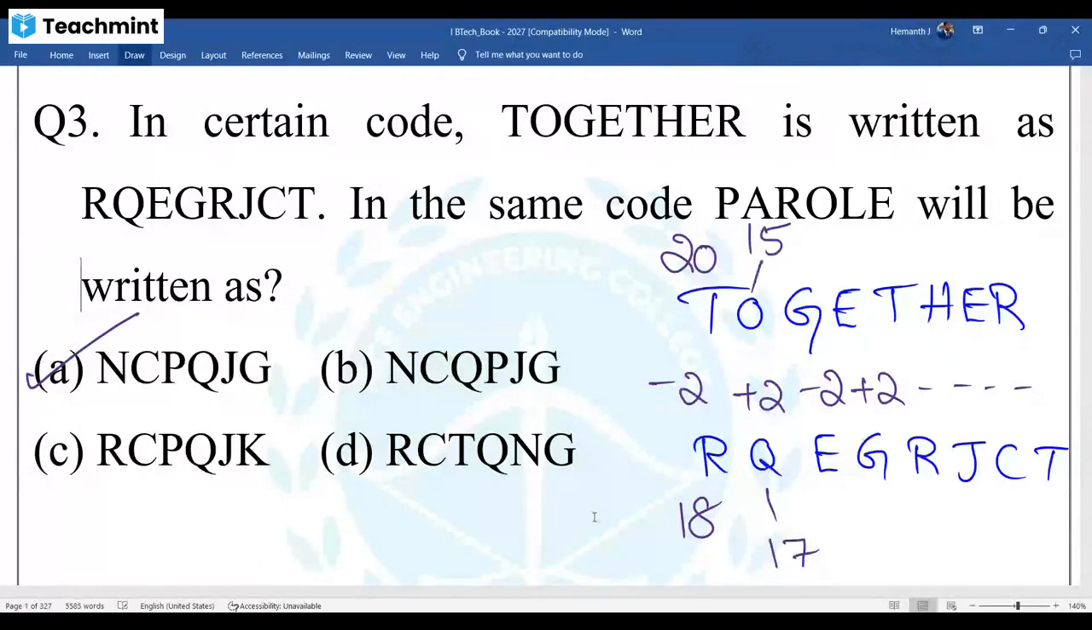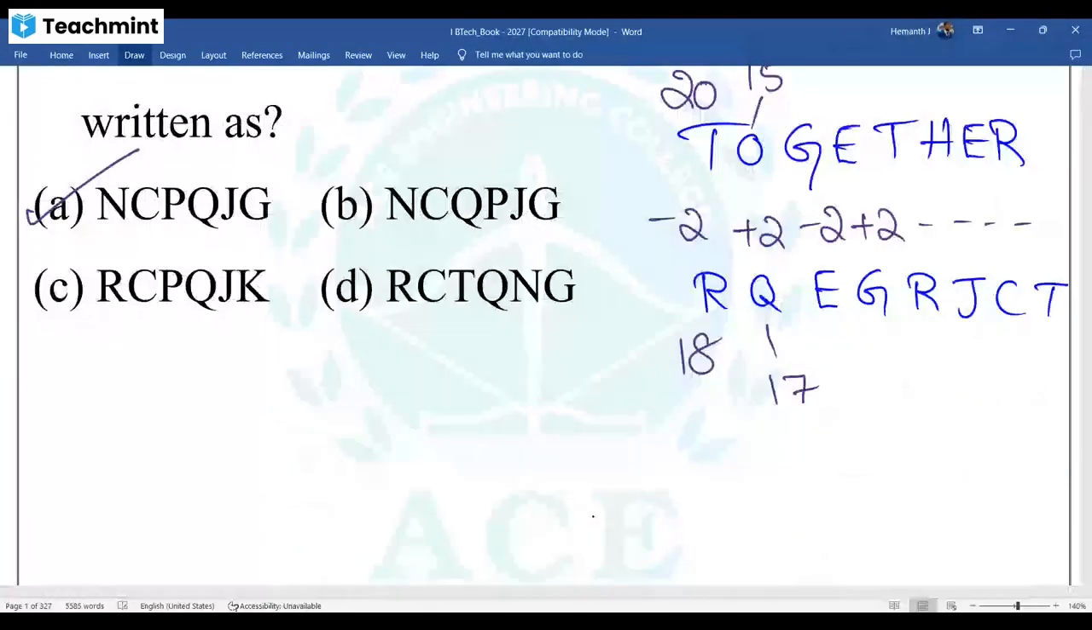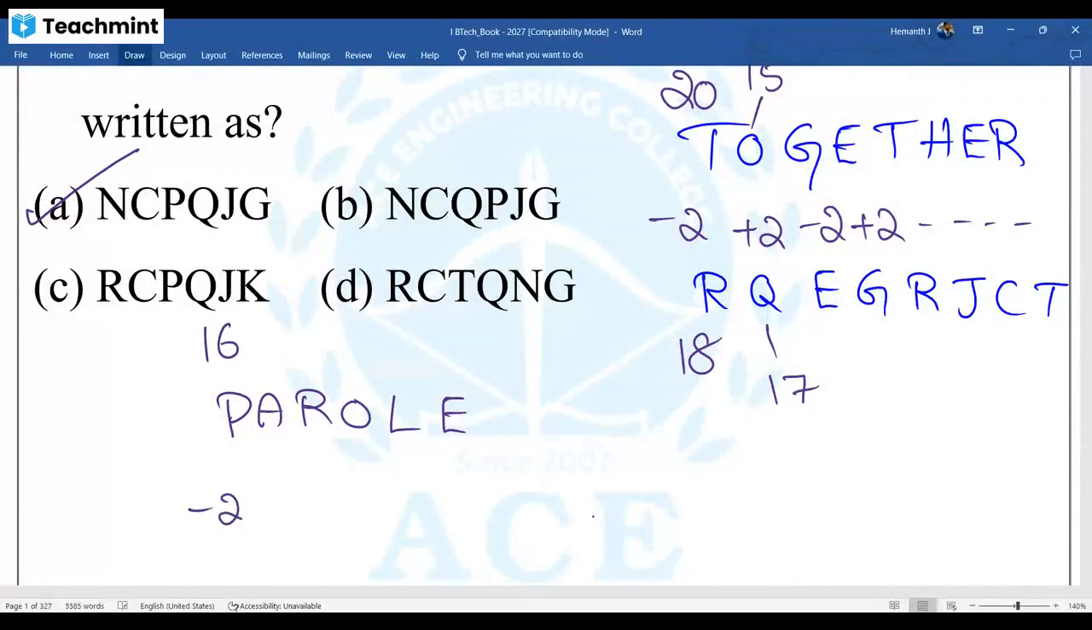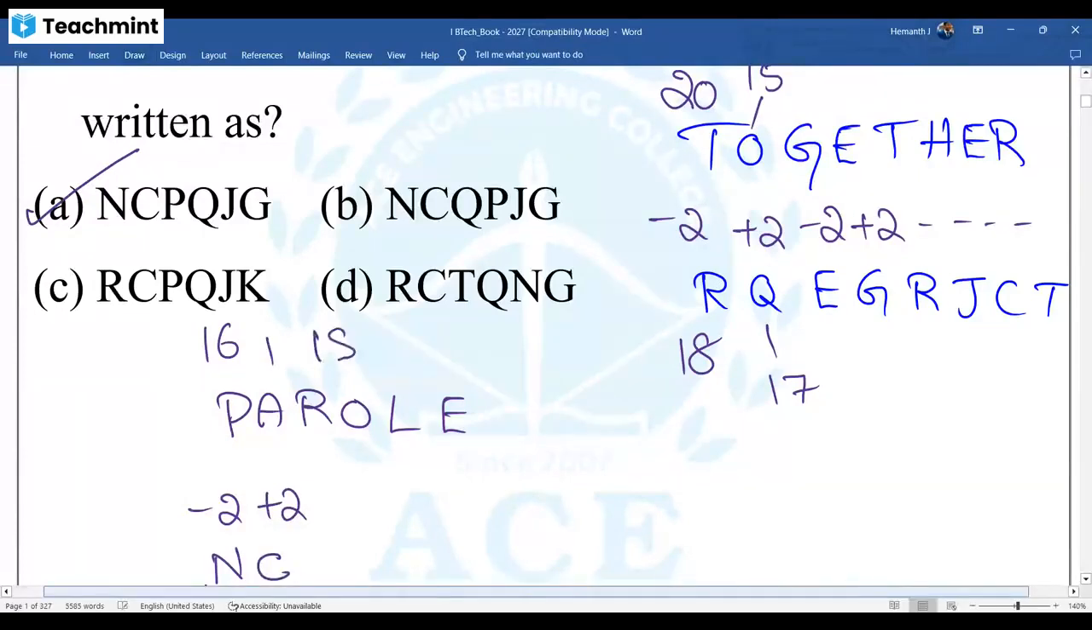So here, if you apply the same thing for PARole, P value 16, -2 means 14, N value will come. Then A value 1, +2 means C will come. R value 18, -2 means 16, P. NCP. See, our target in the exam is to find the correct option. No need to do the remaining also. When you have time, fine, you can note down +2 -2 and write the entire thing. But from the exam point of view, I have NCP. With NCP, only one option A is there.